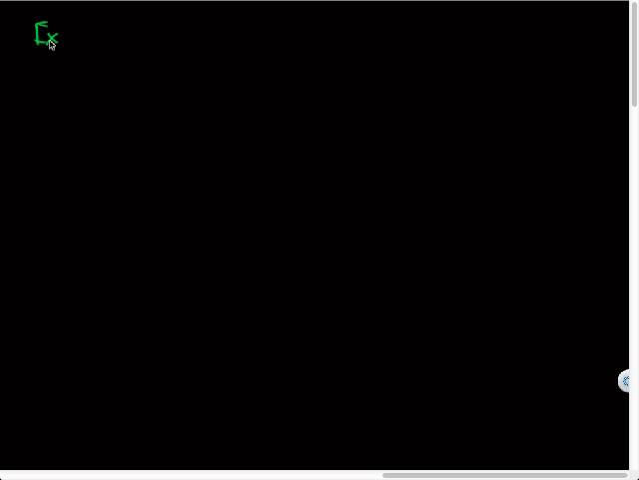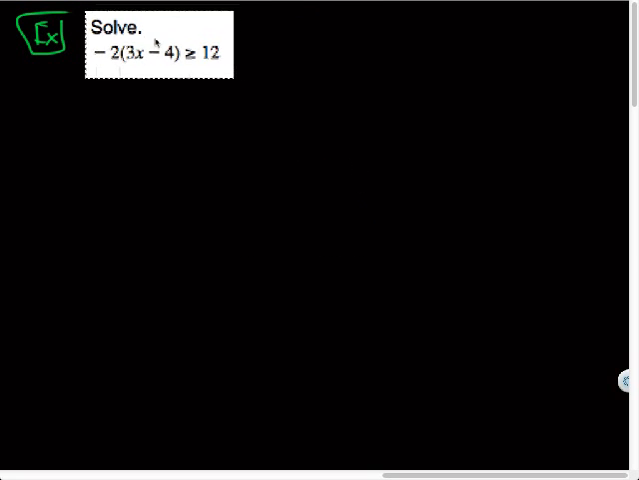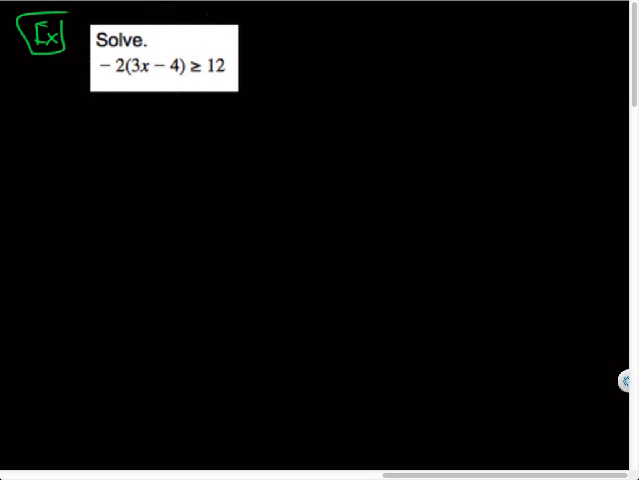Moving right along. This is going to be using all of them. Now, what do you think we should do here? First thing we're going to do is divide by -2. We absolutely can. I like that start. That's fine.